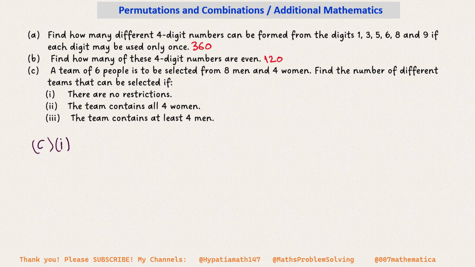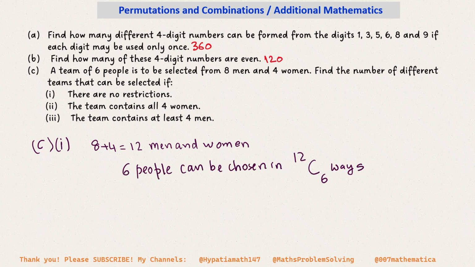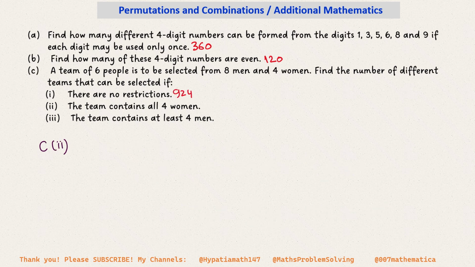For part C, we have 3 bits to it, 1, 2 and 3. So C1: a team of 6 people is to be selected from 8 men and 4 women, and we need to find the number of different teams that can be selected if there are no restrictions on how many men and women can be chosen. So if there are no restrictions, you'd have 12 men and women, and 6 can be chosen in 12C6 ways, so the answer would be 924.